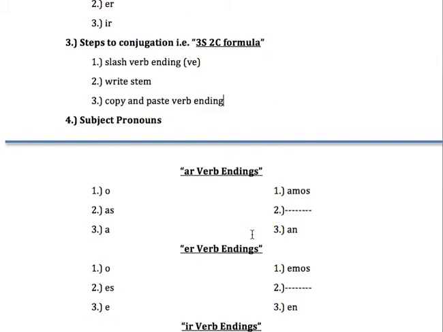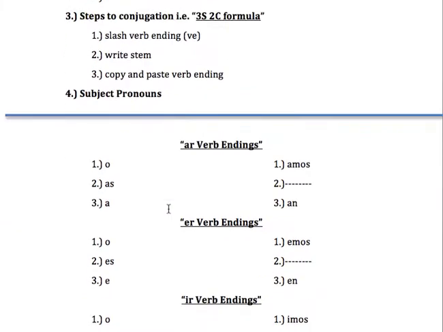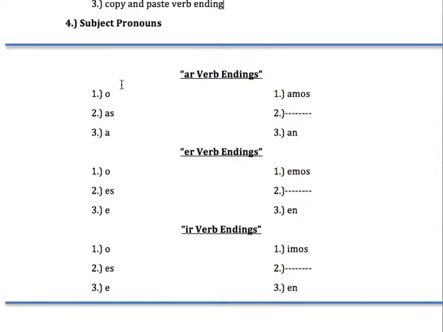The next thing to talk about is subject pronouns, number 4 right here. This is essential to be able to know how to conjugate a verb, and we'll talk about that momentarily as well. So the AR, ER, and IR verbs have essentially 5 main verb endings.